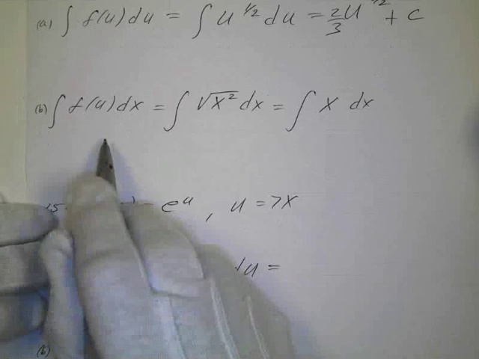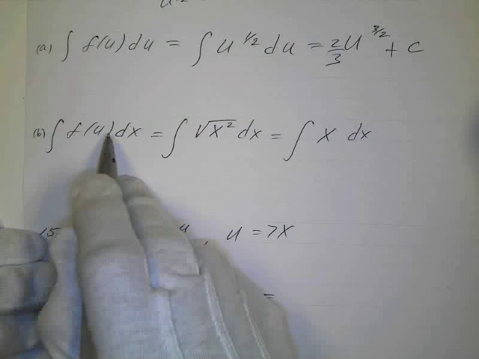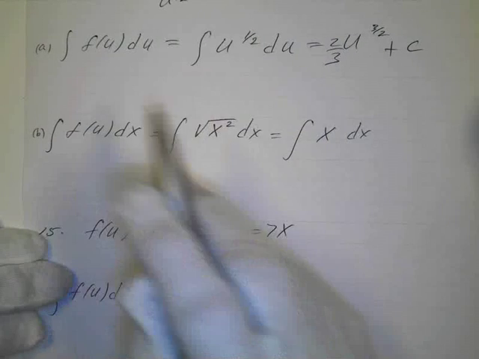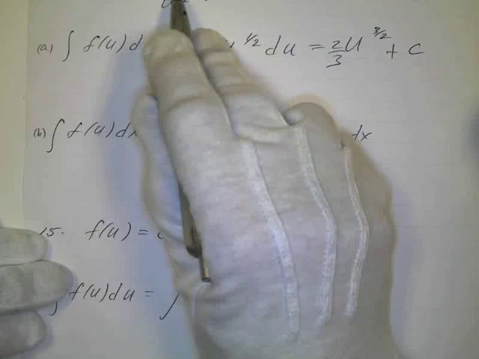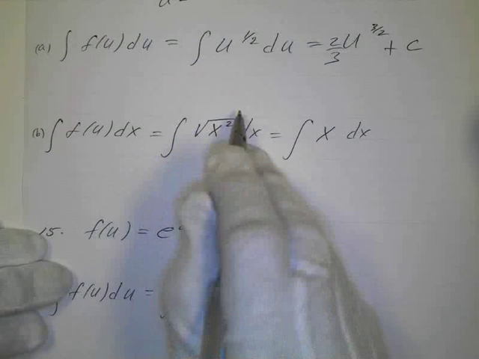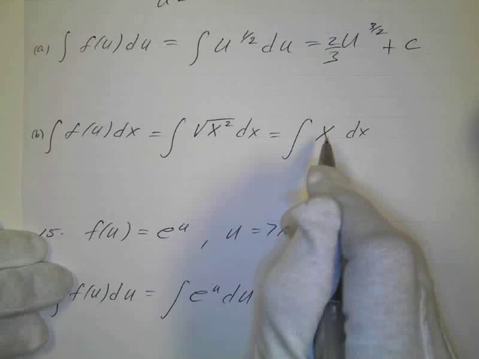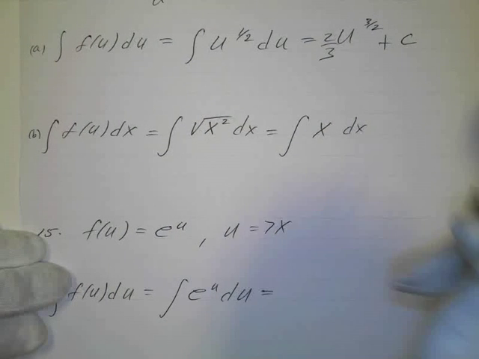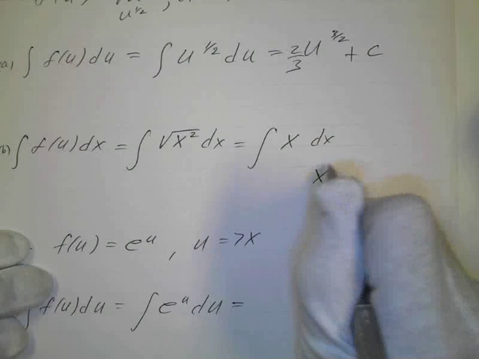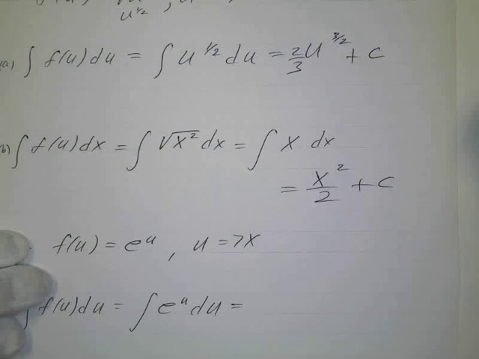Now, if I do the other one, this would be the integral of f of u with respect to x. First of all, everything has to be in terms of x, so f of u was the square root of u, and then I just took x squared and put that in there for u, so that just ends up being the square root of x squared. In other words, f of u is the square root of u, but u is x squared, so I substitute that in. But the square root of x squared is just x. And that equals x squared over 2 plus c.